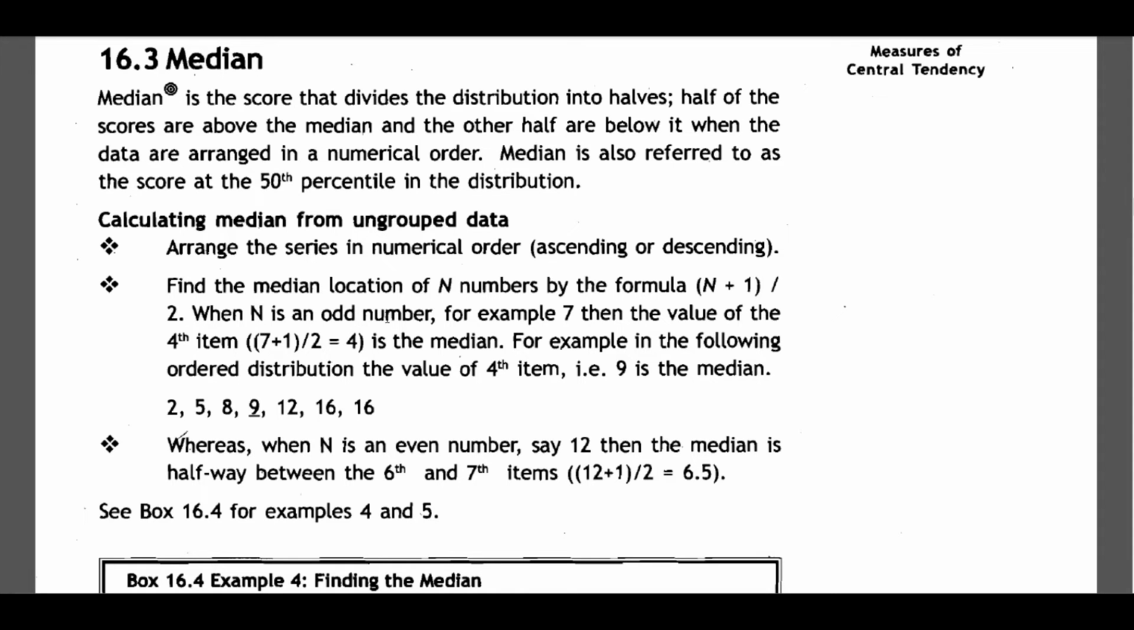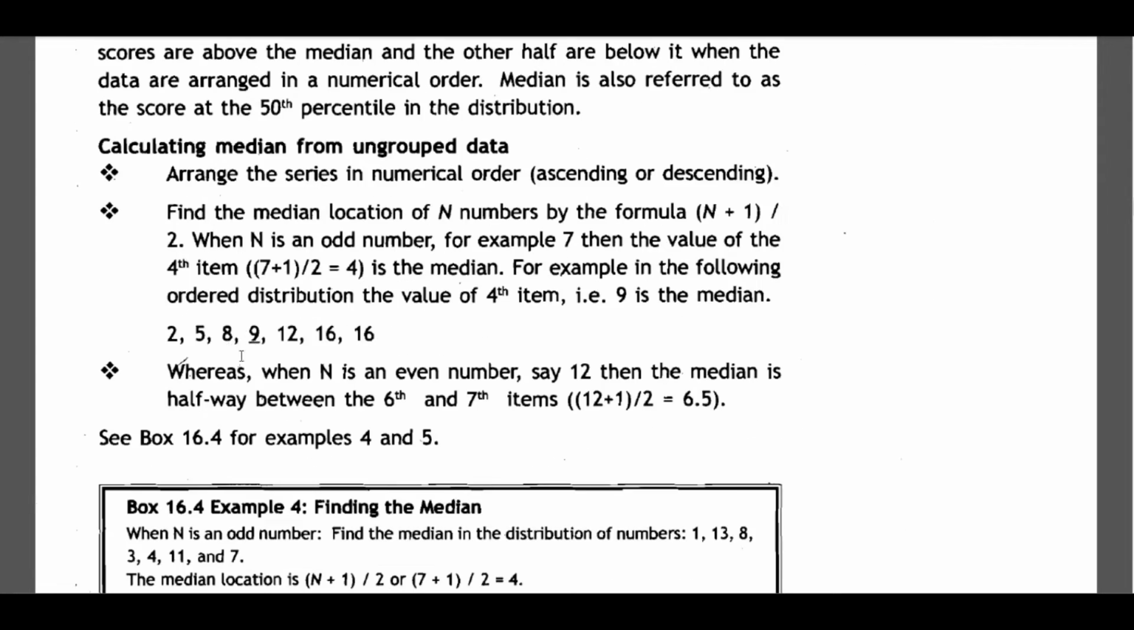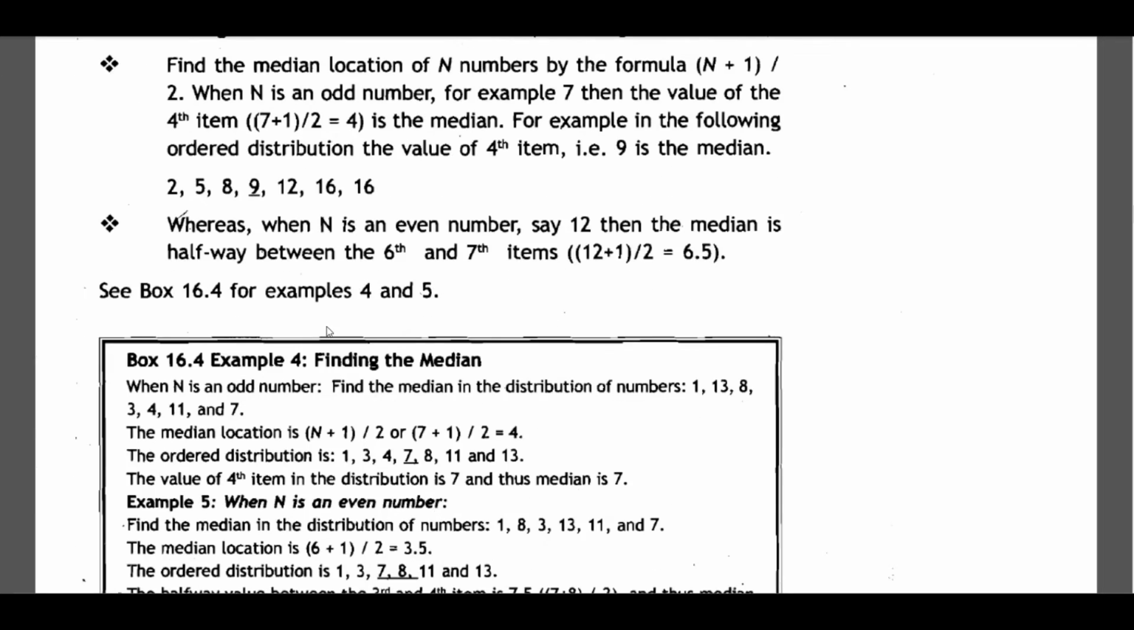When n is an odd number, for example 7, the median is the fourth item: 7 plus 1 divided by 2. For example, in the following distribution, the value of the fourth item is 9. Here you can see that is the median. Whereas when n is an even number, say 12, the median is halfway between the 6th and 7th items. So 12 plus 1 divided by 2 gives 6.5.